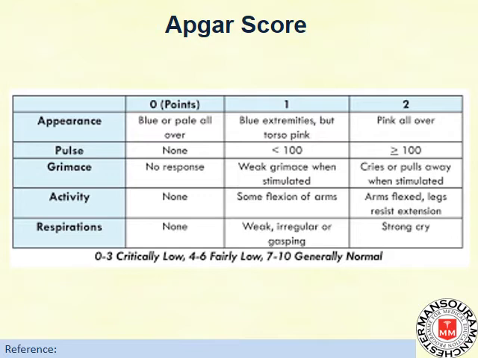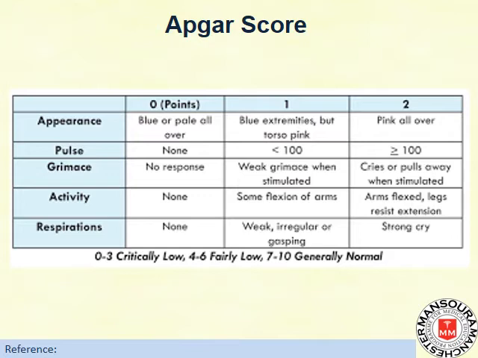And you can see that for each item, you give the baby a score of 0, 1, or 2. For appearance, if the baby is bluish all over, you give 0. If he is bluish on the extremities, but he is pink on the body, you give 1. And if it's totally pink, you give 2. For the pulse, if there is no heart rate, you give 0. If the heart rate is below 100, you give 1. If it is 100 or more, you give 2.